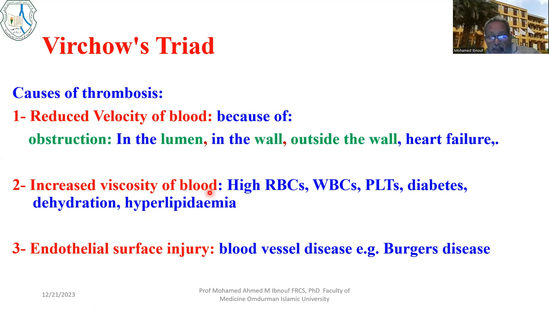Also, the increased viscosity, as in a very high red blood cell count as in polycythemia, very high white blood cell counts as in leukemias, and very high platelet count as in thrombocytosis. Also, diabetes, dehydration, and hyperlipidemia will increase the viscosity of the blood. So the viscosity will increase either due to an increase in the blood elements, a reduction of water, or an increase in the lipids and sugar of the blood. The third factor is endothelial surface injury, and this occurs in autoimmune diseases, in Buerger's disease, or in trauma.